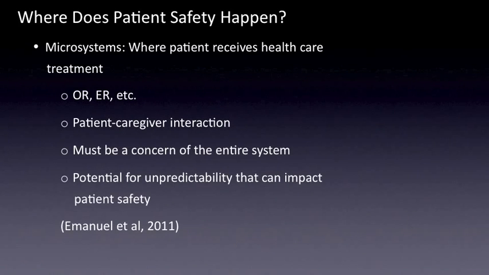Where does patient safety happen? Patient safety occurs where patients receive healthcare treatment. This includes operating and emergency rooms. In circumstances where patient safety occurs, there is patient-caregiver interaction.